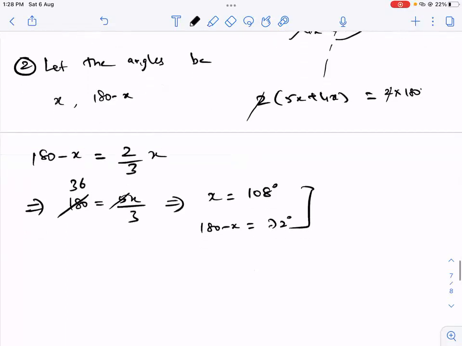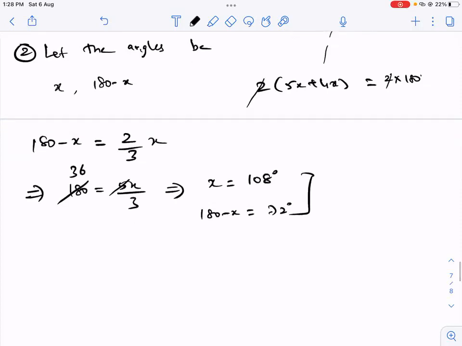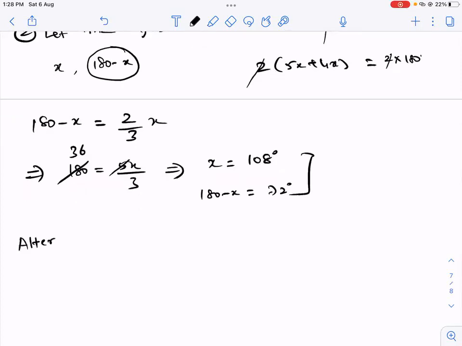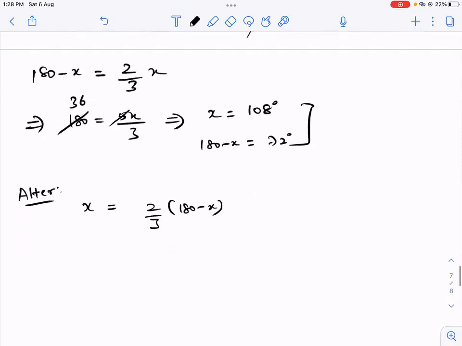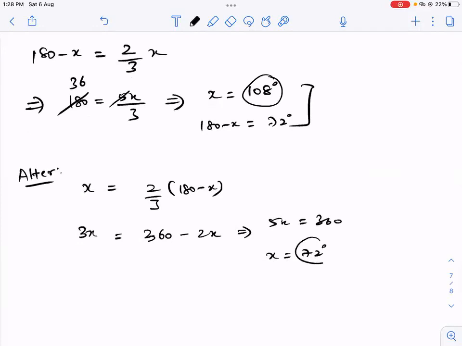Suppose I take the reverse mathematical operation, will it work? I took 180 minus x as supplementary equal to 2 by 3 of x. Can I do it in an alternate way also? If I say x is equal to 2/3 of 180 minus x, will I get the same answer? We should see. So 3x is equal to 360 minus 2x, which implies 5x is equal to 360. So x is equal to 72. So here I got x as 108, here 72. Why?